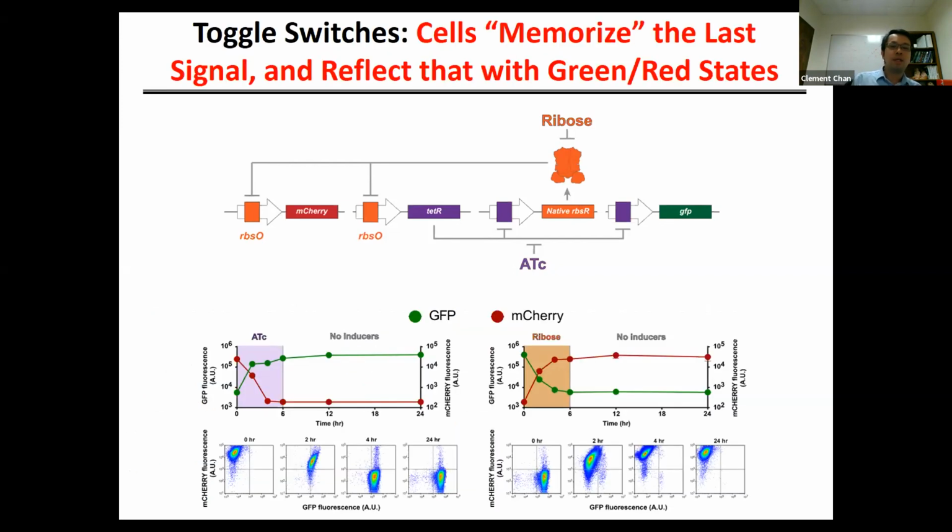For example, here you can see that when the cells are exposed to one of the signals, which is ATC on the left-hand side, exposing cells to ATC will lead them to move to the green state. Even after the cells are disconnected from the signal, they will continue to be in the green state. When the cells are exposed to ribose, which is the other input, the cells will switch from the green state to the red state. So basically, this is the toggle switch behavior.